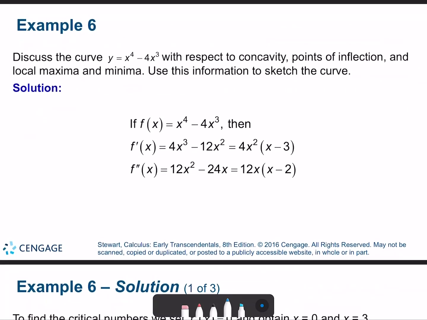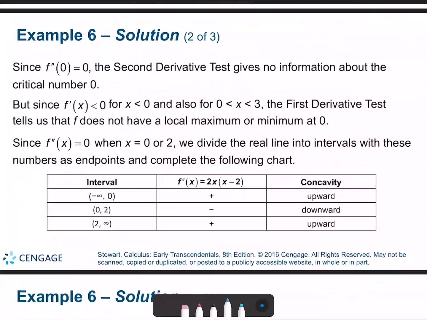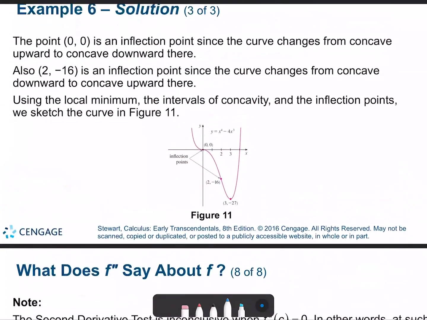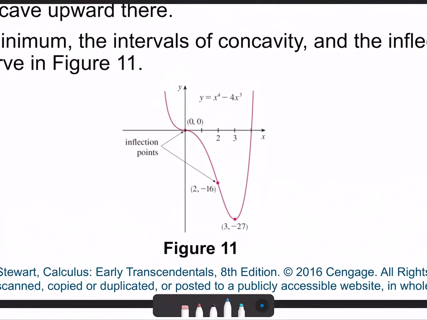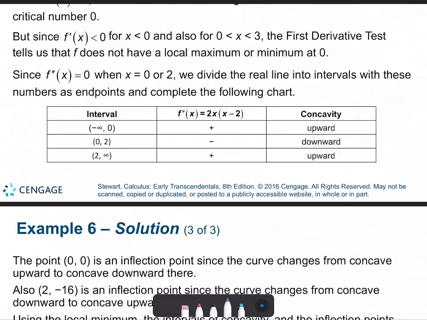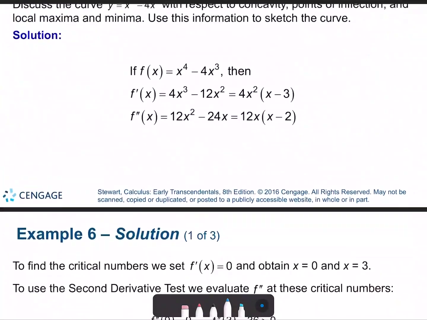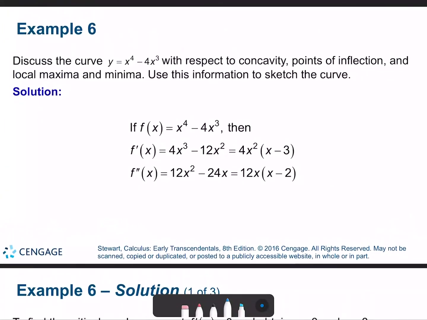Oh good, finally an example. Whew. So let's look at this function, y equals x to the 4 minus 4x to the third. It might be helpful to you to have an image of what that function looks like. So, okay, it's kind of weird looking. Great. Okay, so let's discuss the curve with respect to concavity, inflection points, maxima and minima.